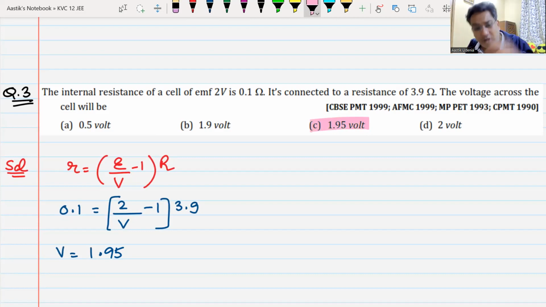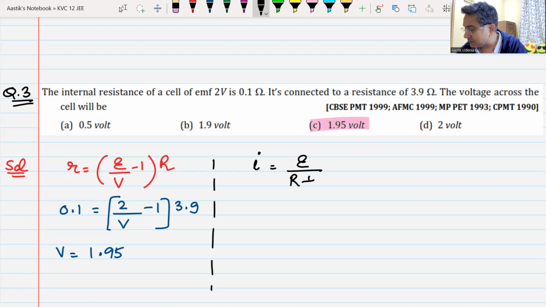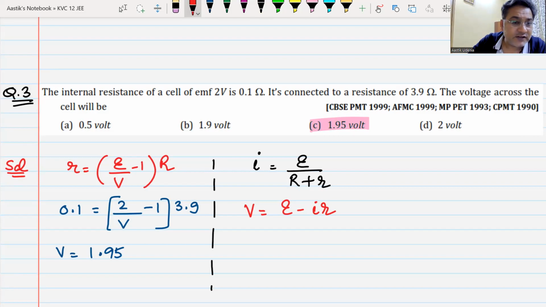You can get it this way, or if you don't want to do it this way, you can first find out the current. Current is E upon R plus r. Do we understand this? Everything is given here. You can find out the current. Once you get the value of current, the potential difference will be E minus Ir. This way also you can get the potential difference. Doesn't matter how you do it as long as you do it correctly. We understand this? Yes or no? Yes, sir. Everyone got this? The method is good. You can use any method which gives you confidence.